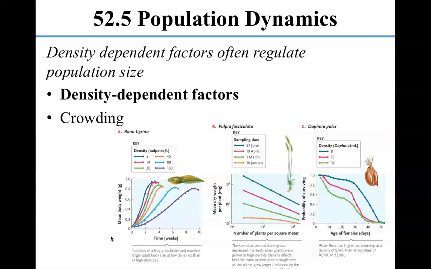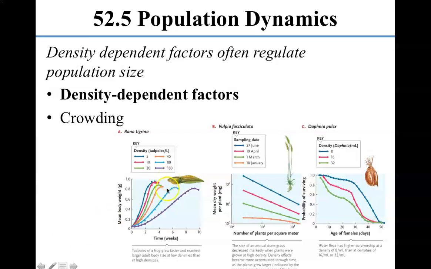Oftentimes in density dependent factors, we can study this by just looking at crowding. Crowding is simply a high population density. And what we find is that crowding typically decreases growth rate, adult size, survival, the number of offspring produced, etc. So here's a bunch of experiments to show that.